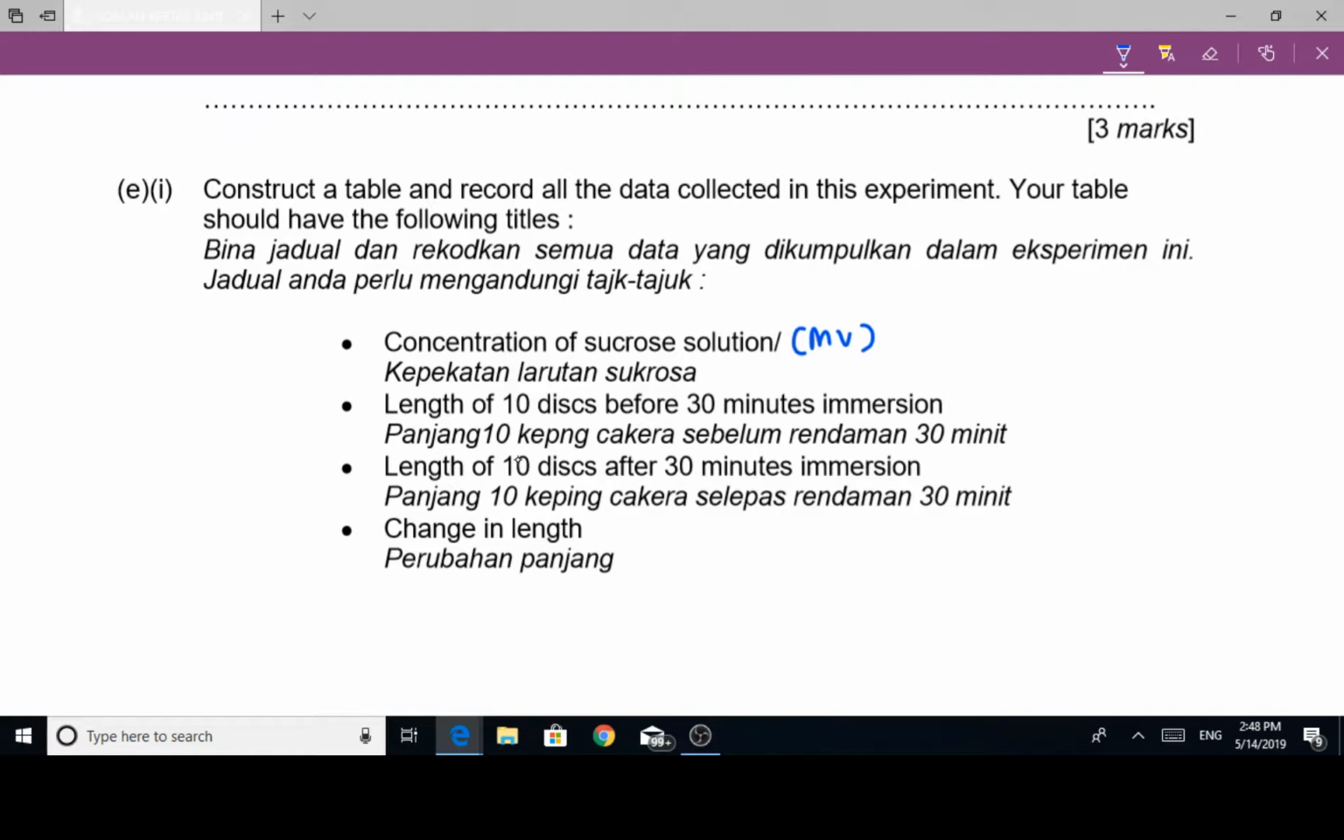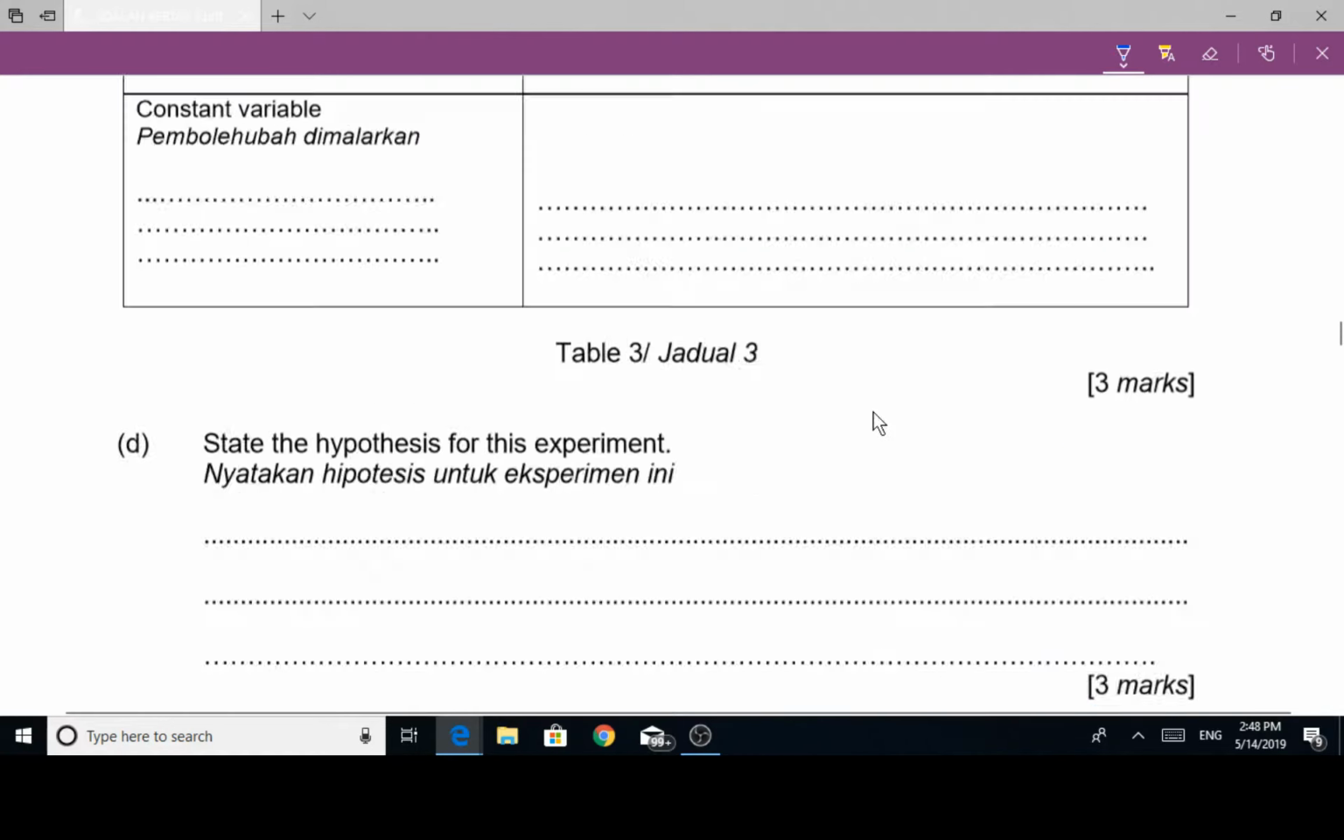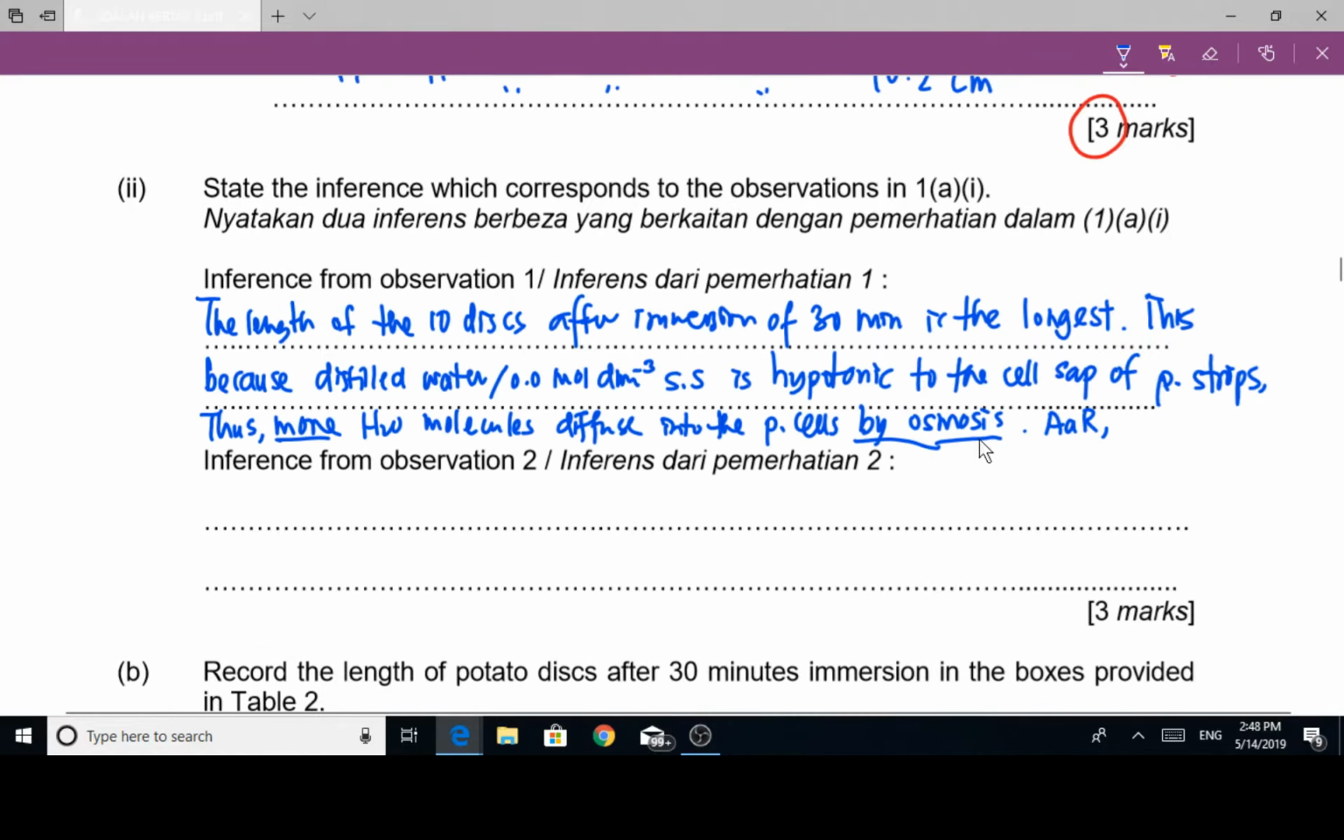Oh, sorry, this is your CV, because we make it constant at 11.0 centimeter, and then this is what you measure after the experiment, and the change in length is your RV. RV is what you calculate from your ORV. So the last sentence, I end it with the change. There is an increase in length of 10 potato strips. Good.